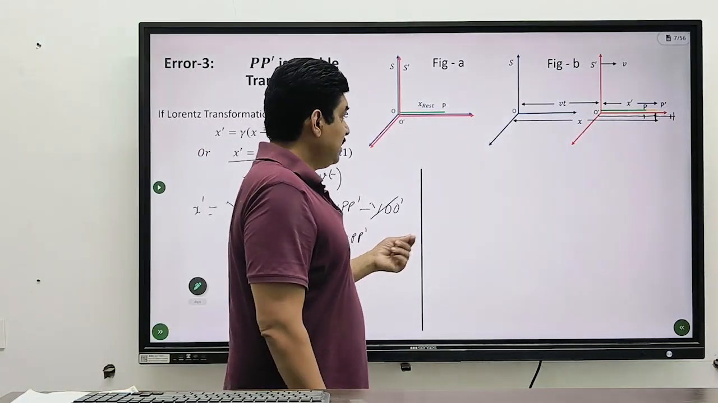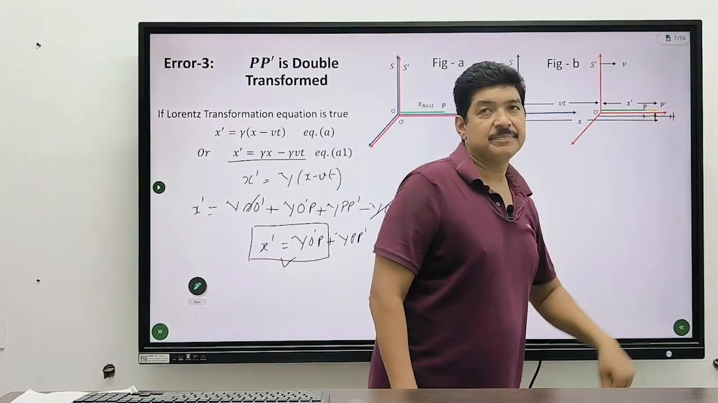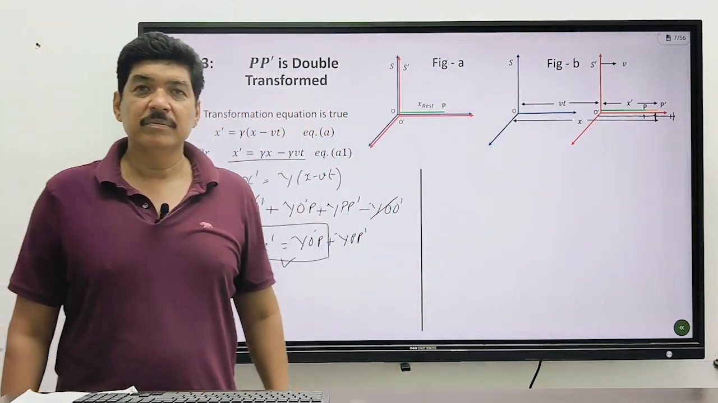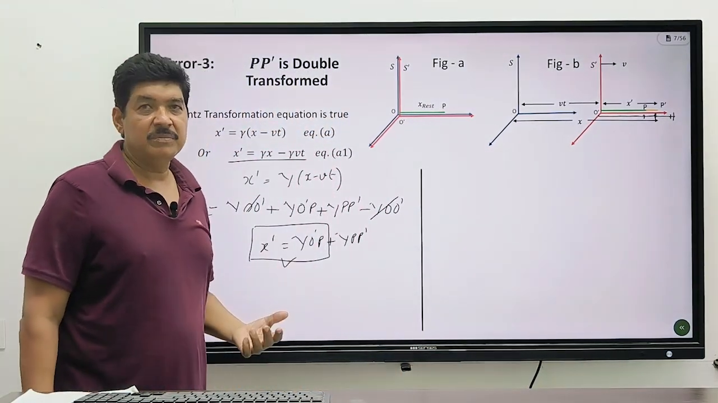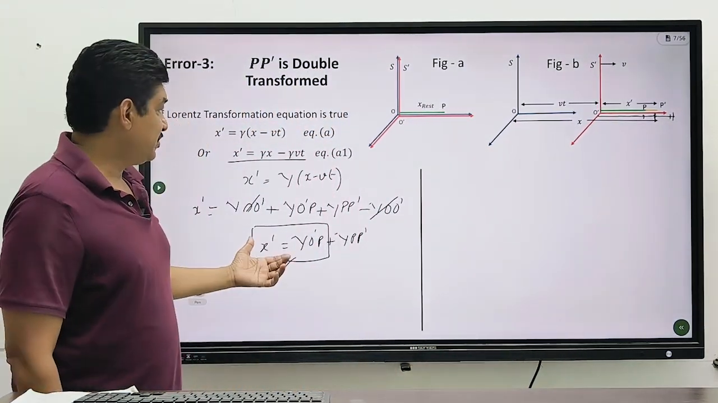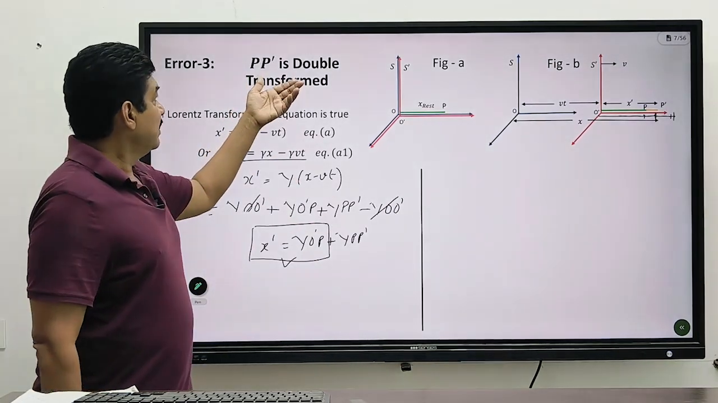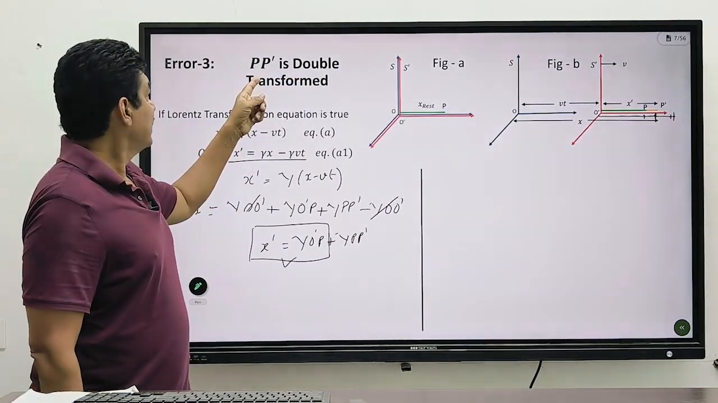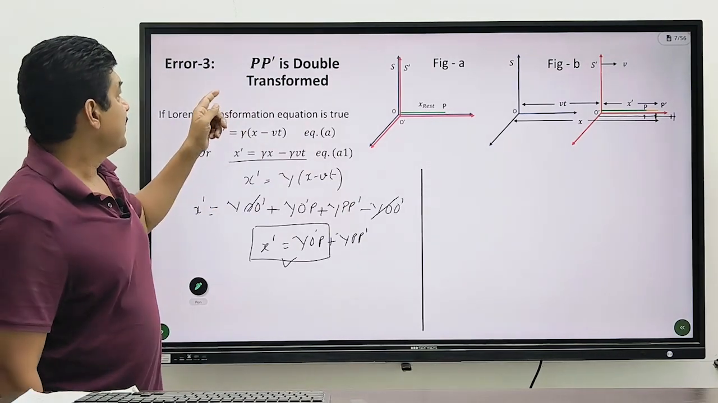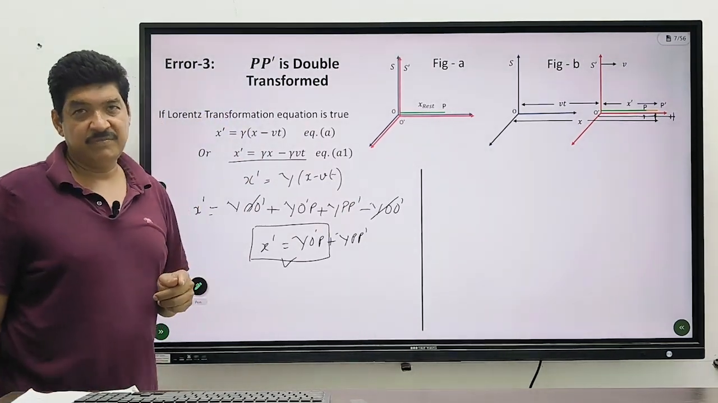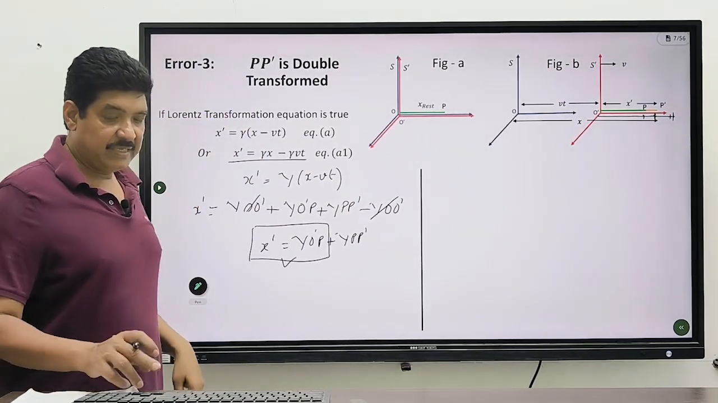Right? So gamma multiplied by this one. So you have transformed PP prime more. That's why I have shown you that PP prime is double transformed. Right? Next.